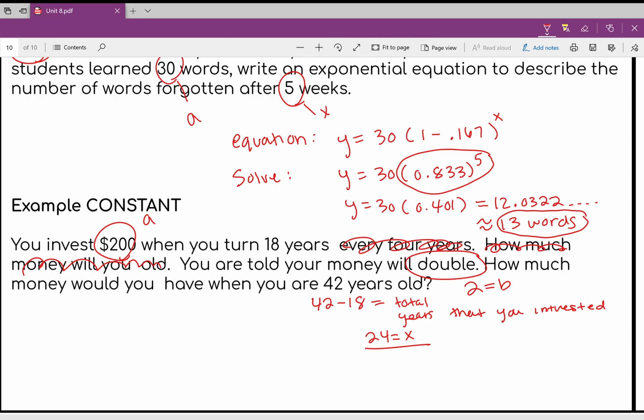So then I'm going to do our equation. y equals our A value, which is 200, times our B value, which is 2, to the power of x. Okay? And then I'm going to solve this by plugging in x. So I have y is equal to 200 times 2 to the power of 24. So first I'm going to do 2 to the power of 24. It's going to be a big number.